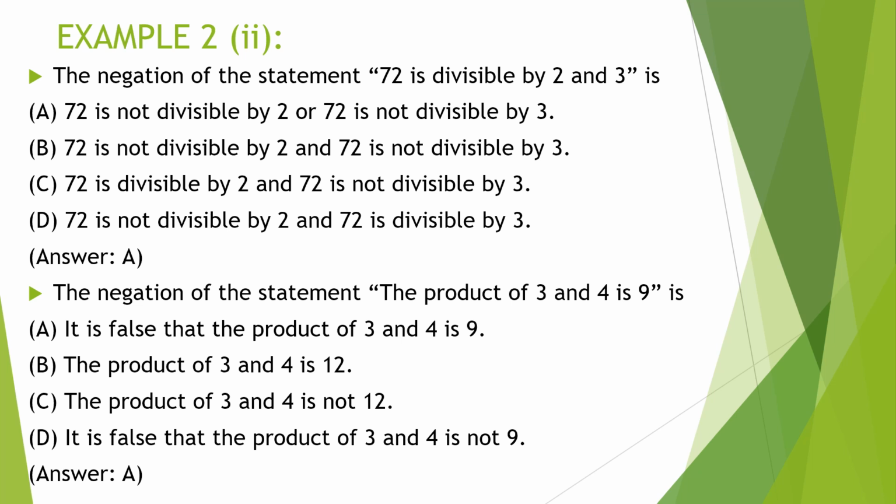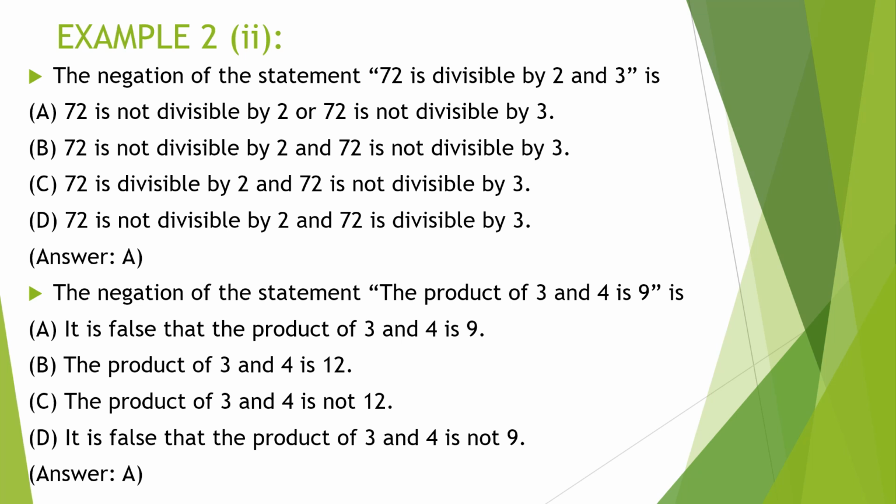The negation of the statement 72 is divisible by 2 and 3 will be which out of the following? Now see, the statement is 72 is divisible by 2 and 3, means the given statement says that 72 is divisible by 2 and 72 is divisible by 3. So the negation of this statement would be 72 is not divisible by 2 or 72 is not divisible by 3. Remember, we had studied laws like De Morgan's law. The negation of a statement of the type P and Q is negation of P or negation of Q.